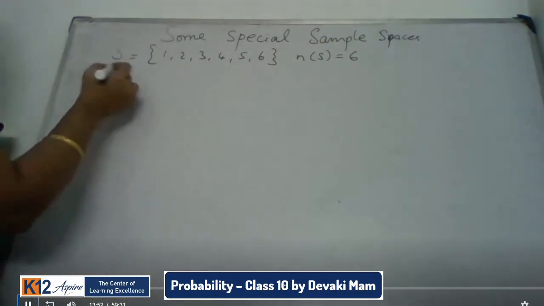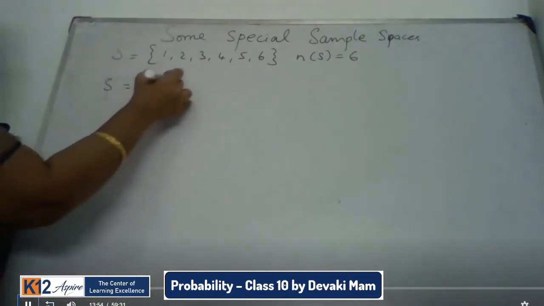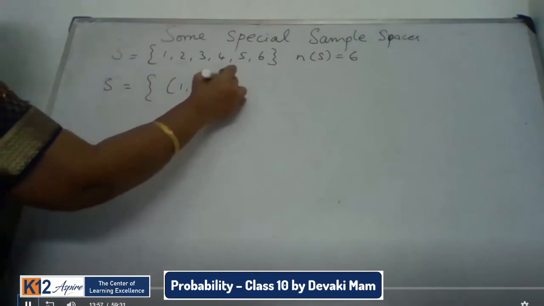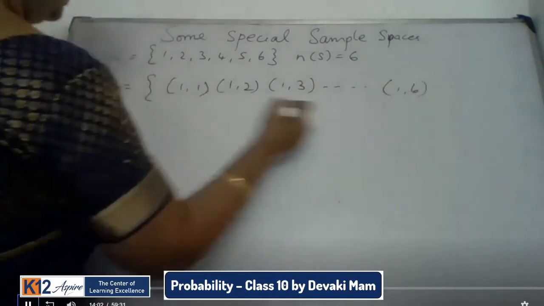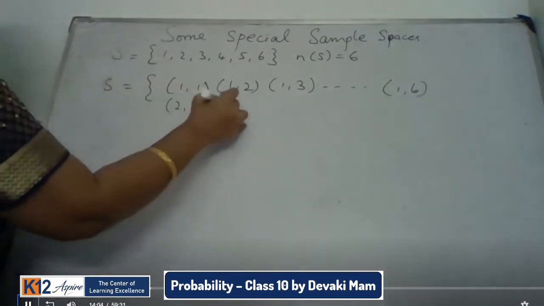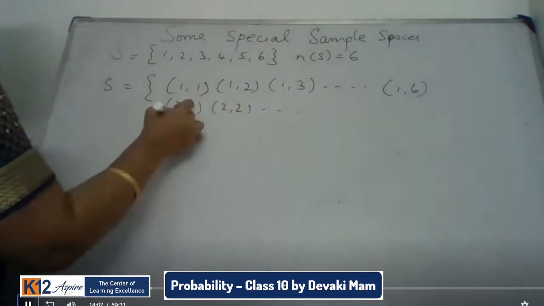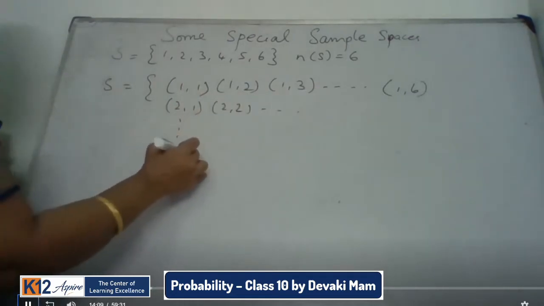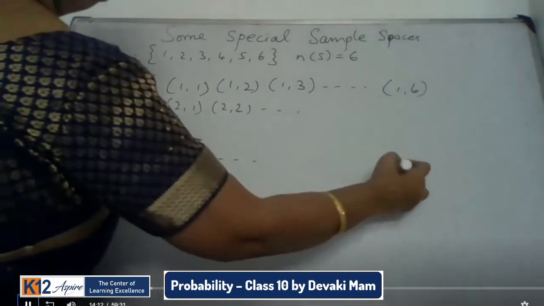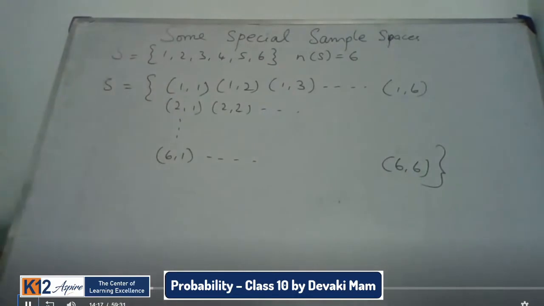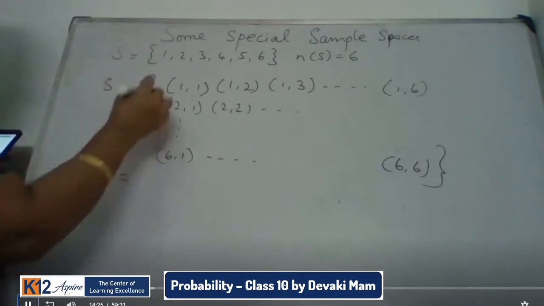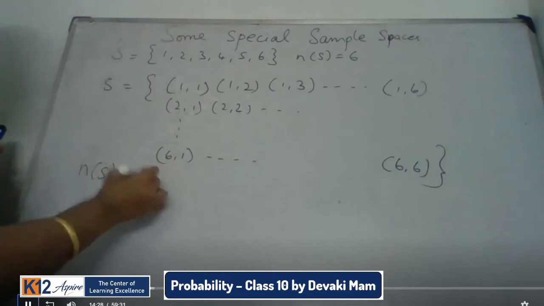When a die is thrown twice, S is equal to, the pairs will come like this: (1,1), (1,2), (1,3), etc. up to (1,6). The same way (2,1), (2,2). Okay, so in this way we can arrive at (6,1), etc. up to (6,6), isn't it? These are the total outcomes when a die is thrown twice. So here n(S) is equal to, if you count all these, you are going to get 36.